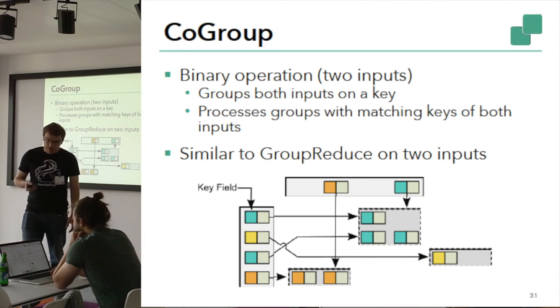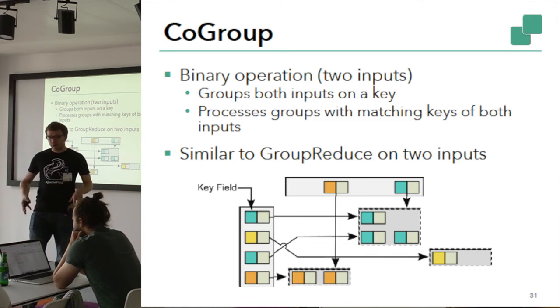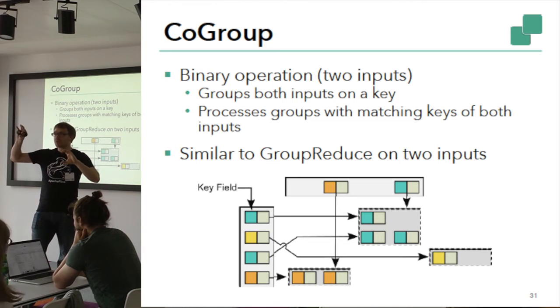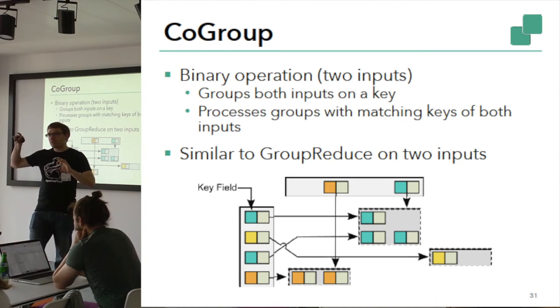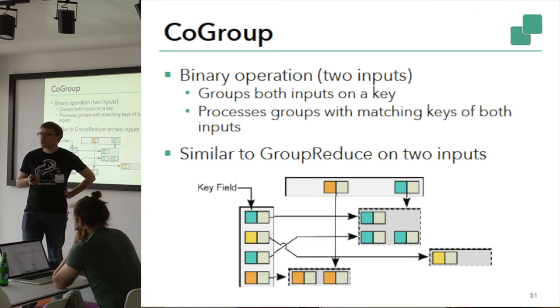Another transformation that Flink offers is the CoGroup, which is a binary operation on two inputs, similar to the join. What it does, it basically groups both inputs on a certain key. So you group both input data sets on a key, you build groups there, and then it gives all groups that have the same key of both inputs together to a CoGroup method. The CoGroup method has two iterators for both groups, and then an output collector, which takes whatever you want to write out. So in a sense, this is similar to a GroupReduce function with two inputs.